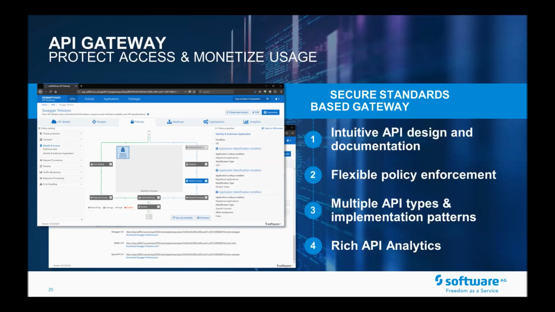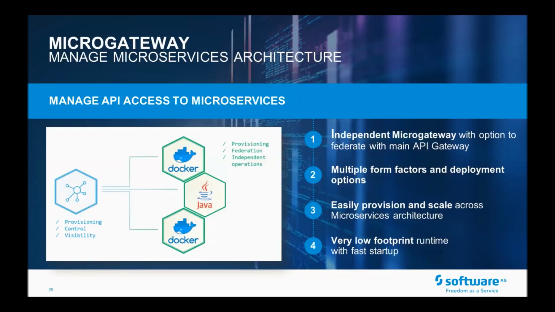The newest addition to our API management platform is the Micro Gateway. And it is what the name implies. It is a low footprint, highly agile, flexible gateway that can be collocated with your business logic, that can be collocated with your microservice, doing all you need to do with this microservice to protect it, to throttle the traffic, whatever you might need.